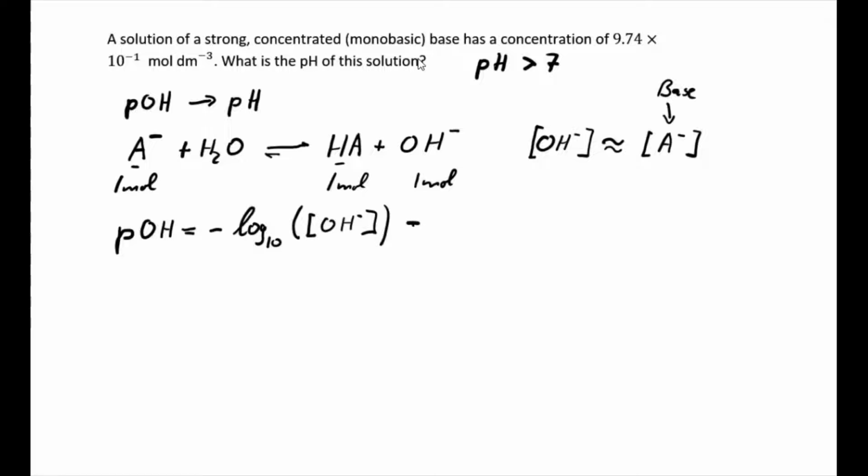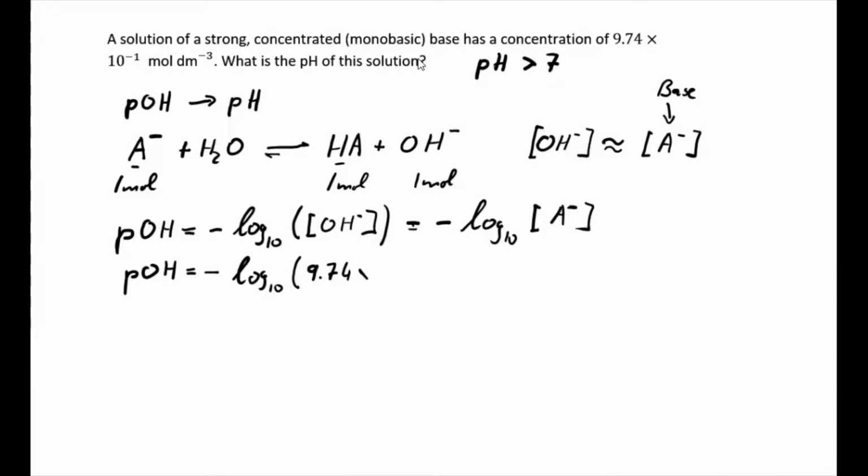we can substitute this hydroxide concentration by the base concentration that we have. Now we can calculate the pOH. We just simply need to put in the concentration: minus log 10 of the concentration we had, 9.74 times 10 to the minus 1.